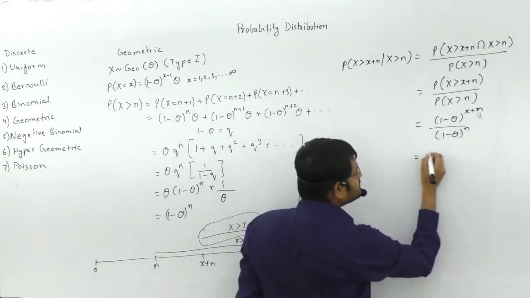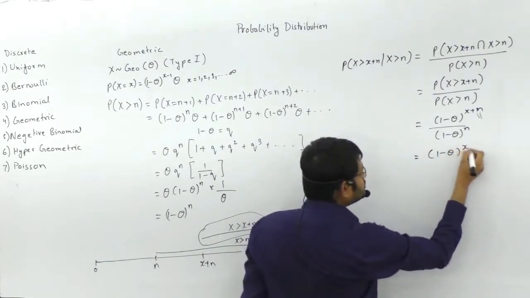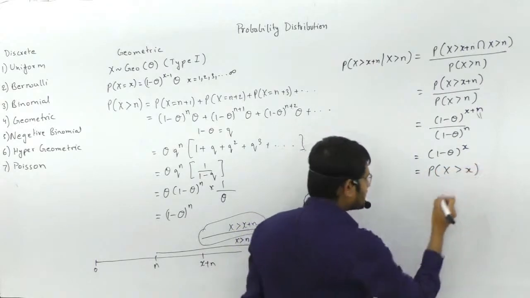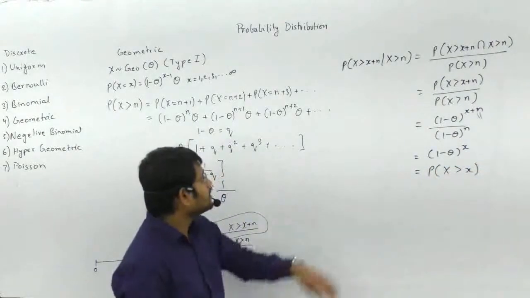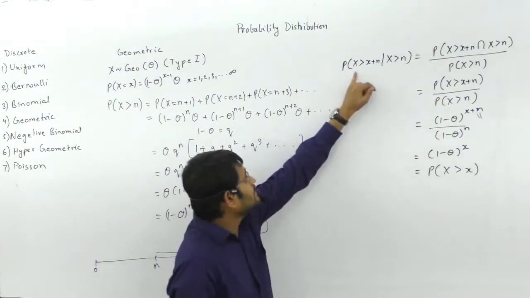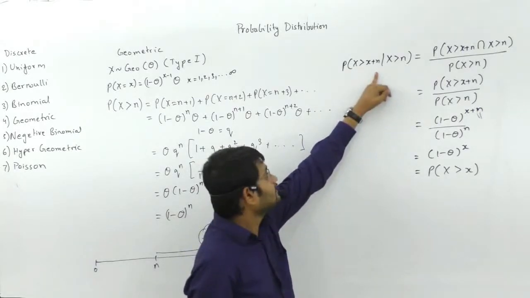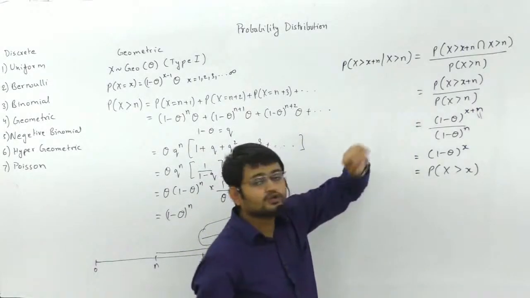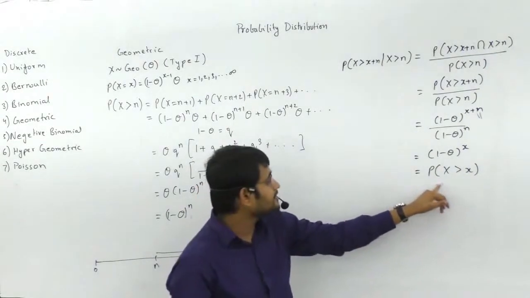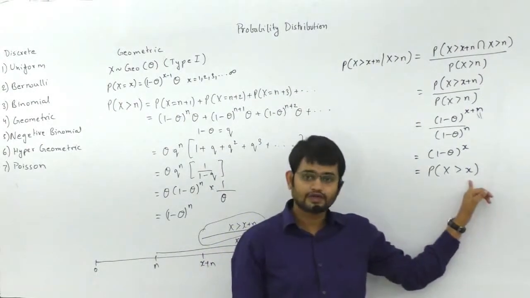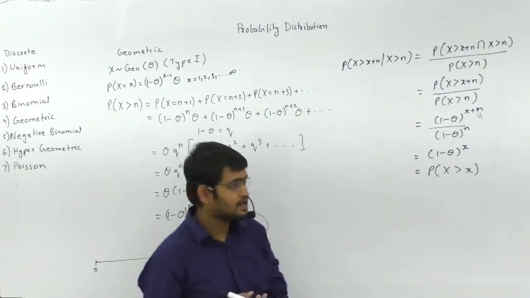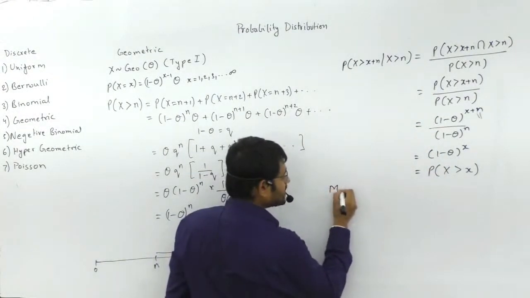So this is nothing but (1 − θ)^x, or I can say it is nothing but probability X greater than x. Now what were we finding? We were finding the probability that we'll have at least x plus n failures when we already know that there have been n failures. Now that is equal to the probability that we'll have x more failures. Because it is independent of n, we call this the memoryless property.